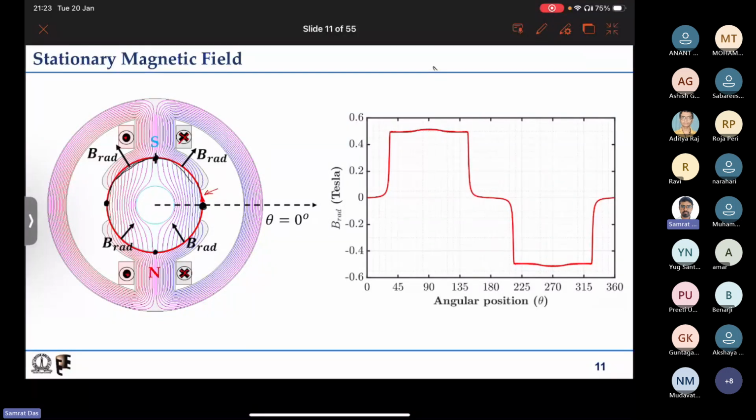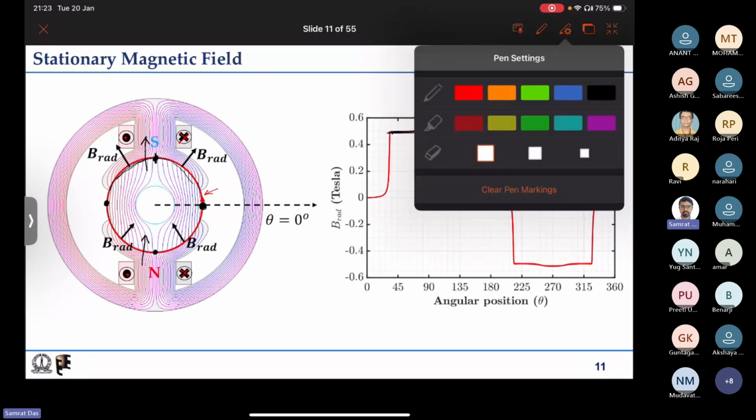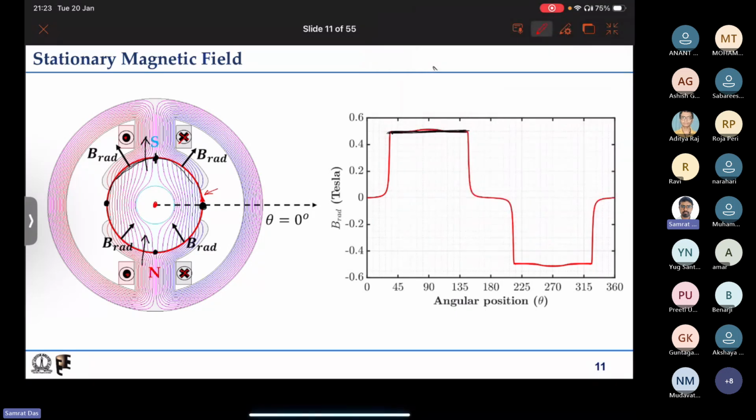We define that any flux density that is radially going outward is positive. That is why under the south pole it has positive flux density. On the other side, diametrically opposite, under the north pole, the flux lines are radially going inward, right? I think you can see this. This is the center, this is the radius, so the flux lines are going radially inward. That is why it is the same flux density, but negative.